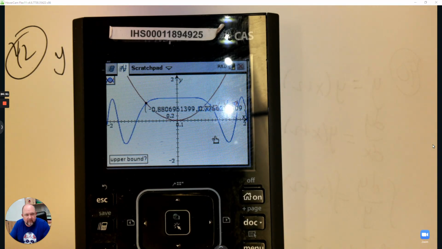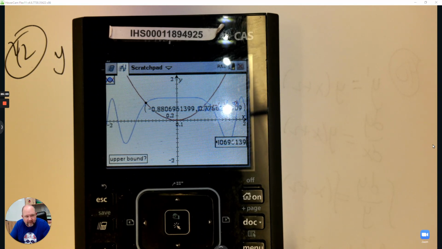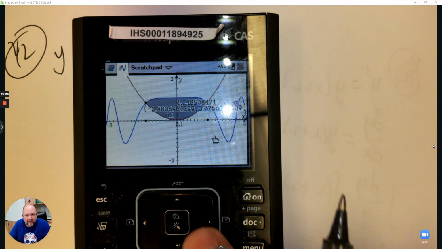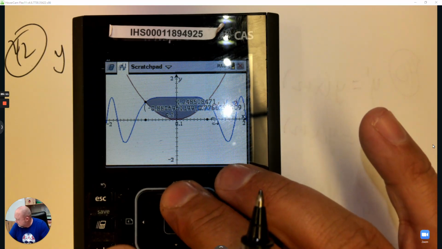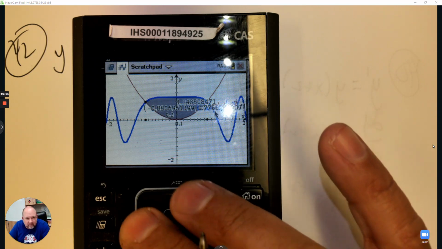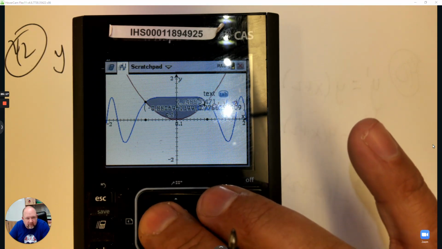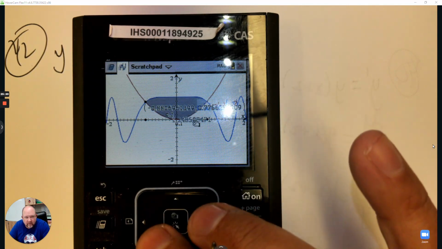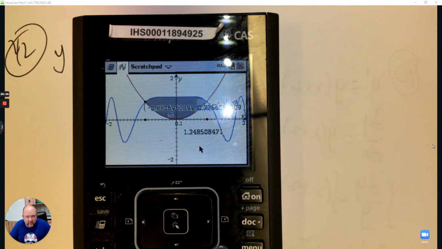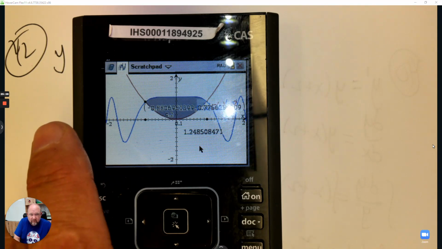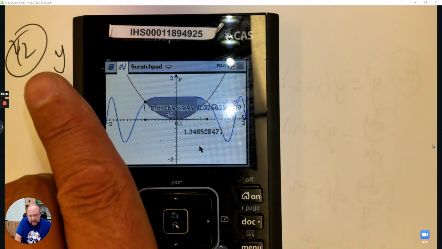And then the answer is right there, which is 1.248249. Right there's the bounded area. It's good practice with your calculator. And that's the area I'm looking for. And you can see it shaded right on, so it's a nice pretty picture. 1.248 is perfect.